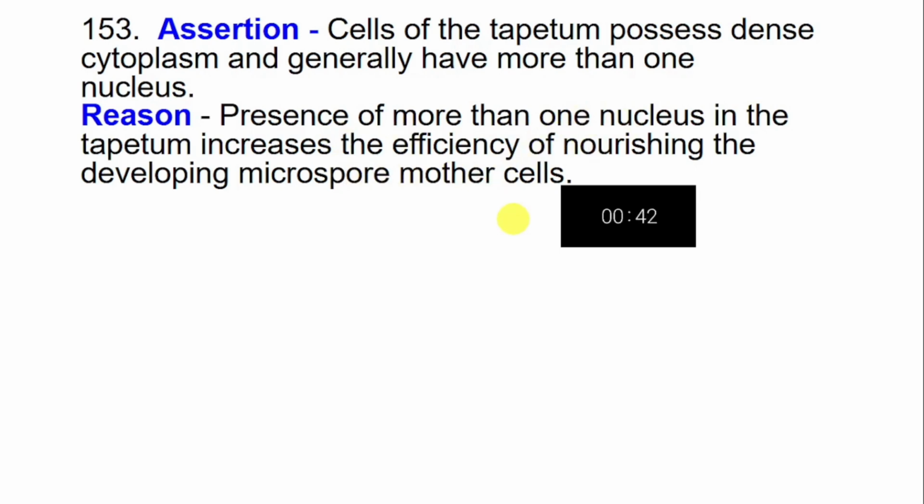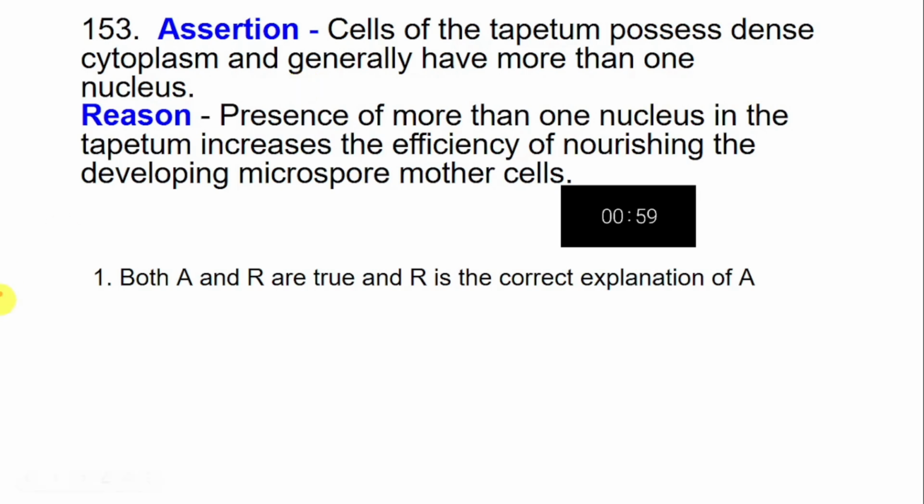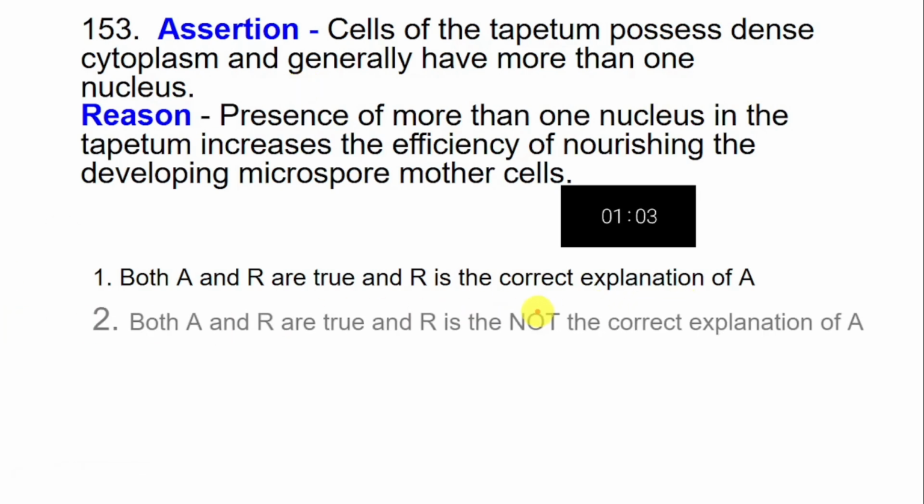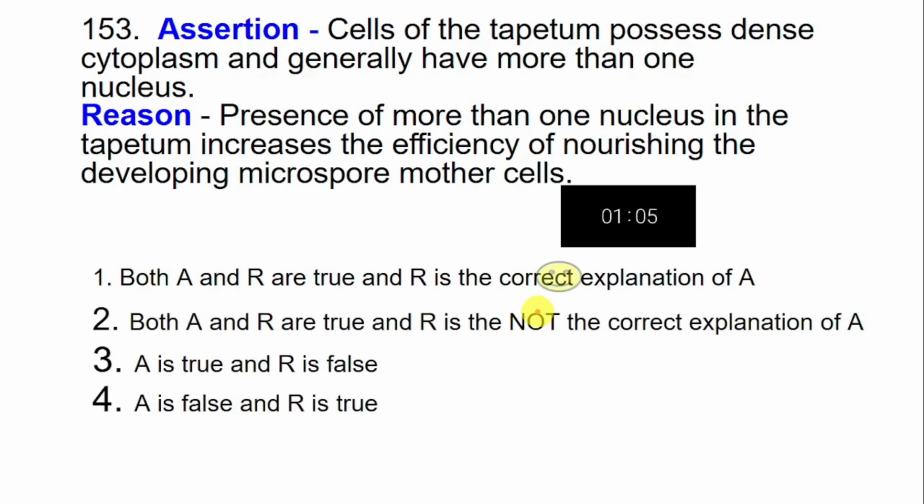Endosperm, due to double fertilization, has 3 nuclei. It is triploid. So multiple nuclei increase the efficiency of nourishment. So this statement is correct and it is also justifying the assertion. Both the statements are correct and R is the correct explanation of A. Option 1 is the right answer.